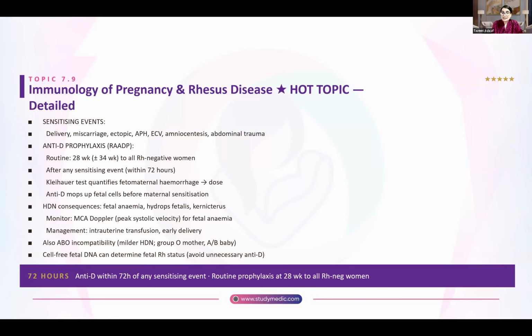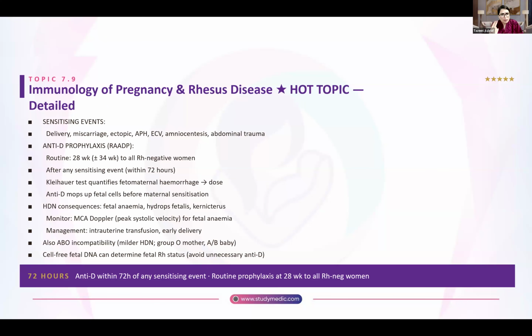Cell-free fetal DNA can determine the RH status of the baby. So why are we going to do cell-free fetal DNA? We want to know whether the baby conceived by the mother is RH positive or RH negative. So you have to remember that if we are doing cell-free fetal DNA, we can determine the RH status of the baby, and we can understand whether we have to give anti-D or not. So we can avoid unnecessary anti-D. That is very, very important.